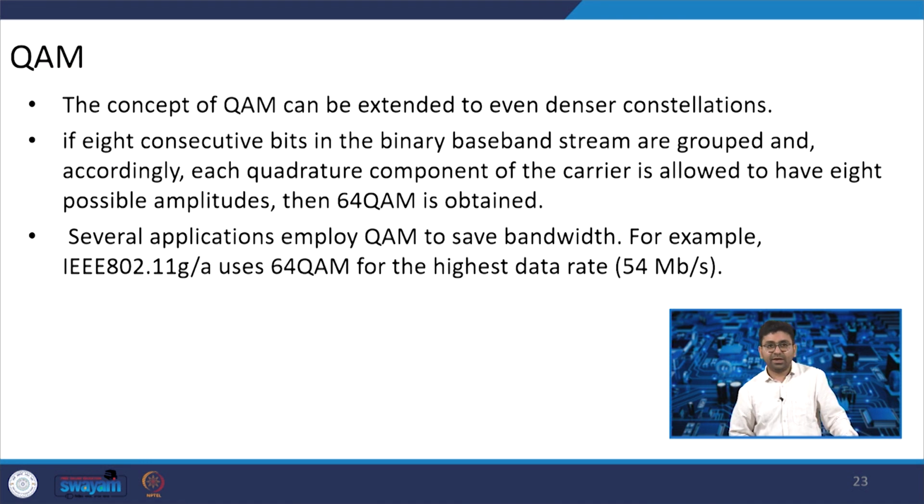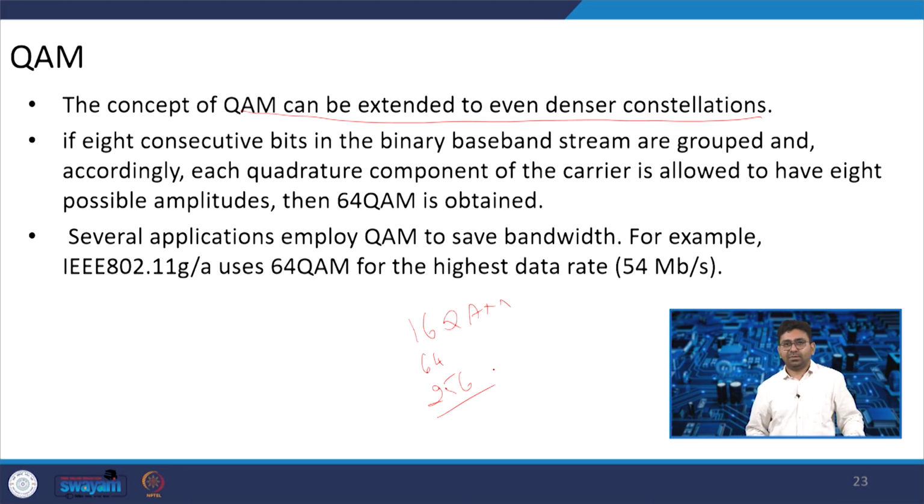So, if we conclude QAM, the concept of QAM can be extended to an even denser constellation. We have just seen an example of 16 QAM. There are many others, like 64 QAM or 256 QAM. So, denser QAM can be made, and you can achieve a much higher data rate with lower bandwidth.